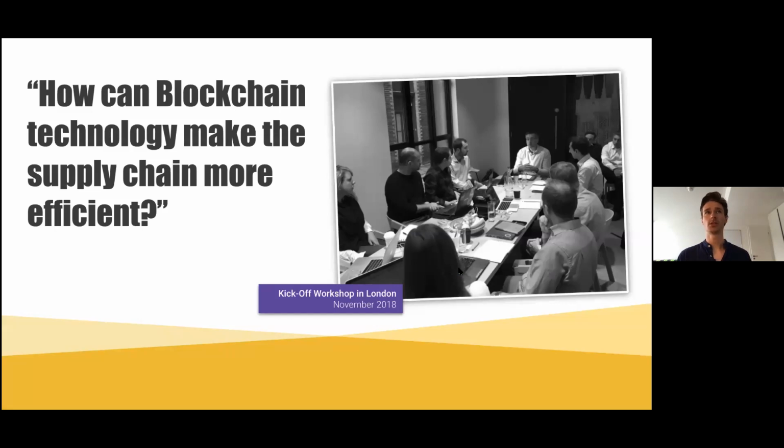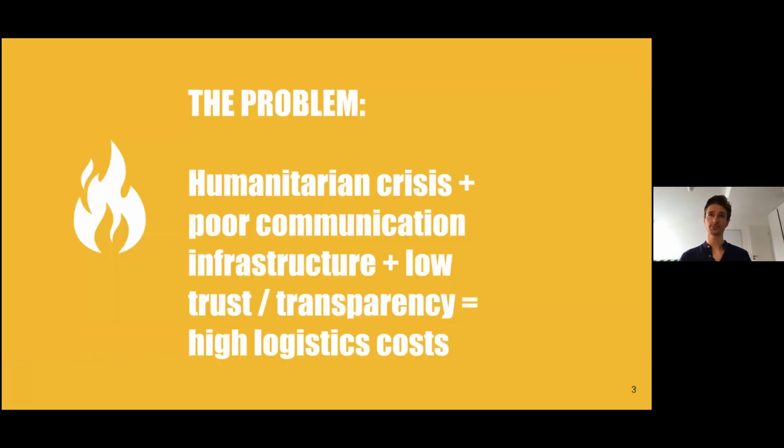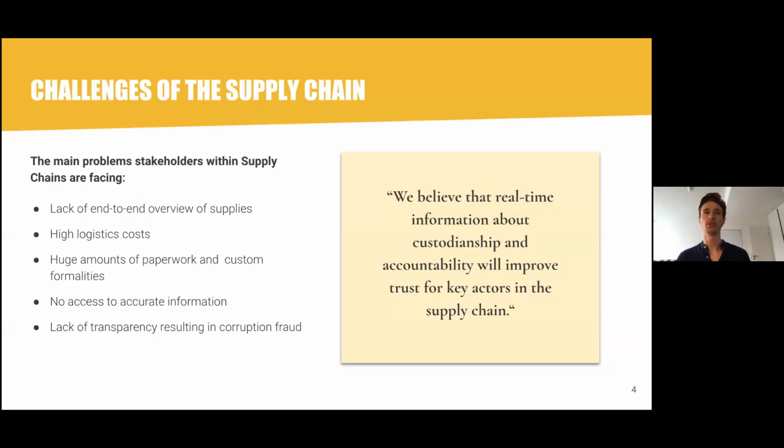So maybe first of all, something about the background of Track and Trust. We started in November 2018 with a kickoff event in London with a humanitarian organization. And the big question in the room was, how can we use blockchain technology to make supply chains more efficient? If you look at the problem, a humanitarian crisis is always really complicated. There are a lot of events happening really fast. It's unplanned. Then there is bad communication and infrastructure. And there's also low trust in the stakeholders. And this results in high logistic cost, but more on that later.